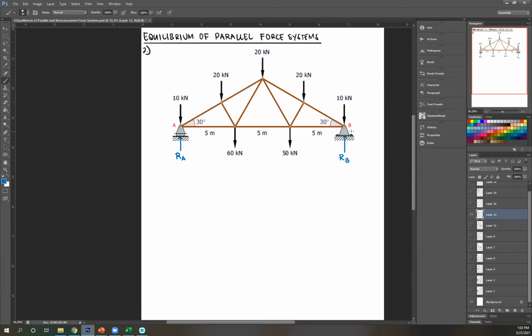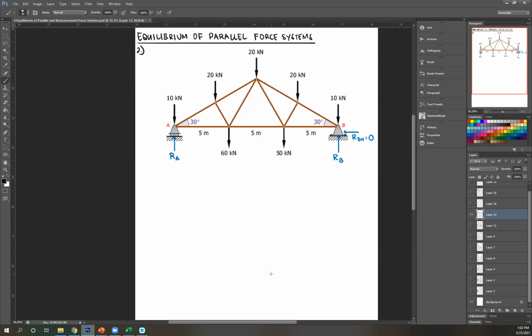But I'm going to write it out just so RBH for horizontal reaction would be 0. Okay? Once again, you don't have to include that if there's no horizontal or diagonal force. Okay. So remember, to get reactions, usually summation of moment followed by summation of forces. So to get summation of moment, you're going to choose a point. Let's say I'm going to choose A.